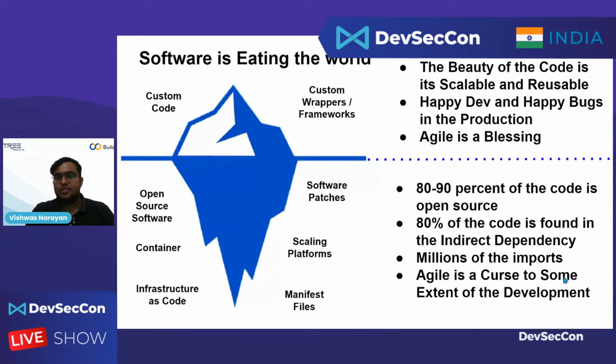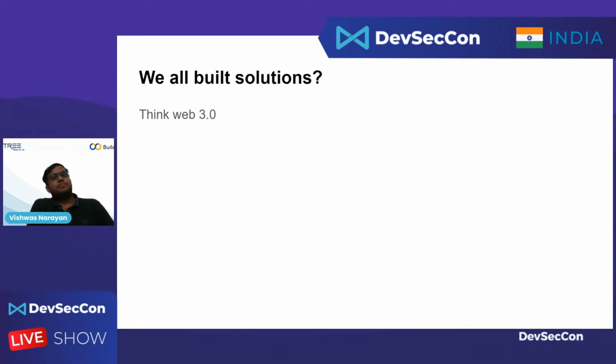Agile is a curse to some extent for development, because going agile, we forget that we are supposed to securitize the infrastructure before we deploy it in an agile fashion. So we evolved into robots of building code. And of course, today there's AutoML, no low code, no code. But let's think about it.